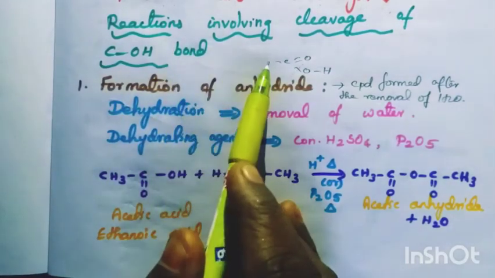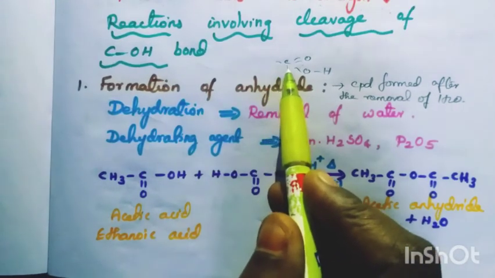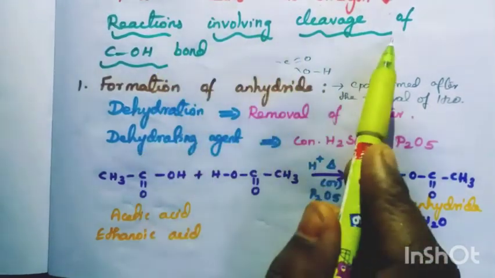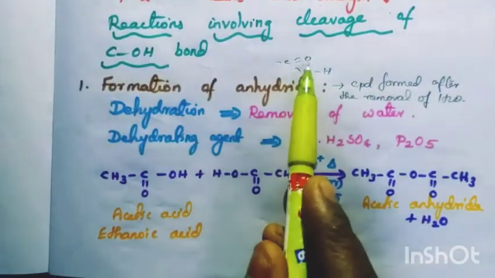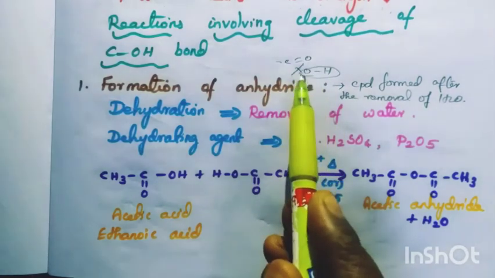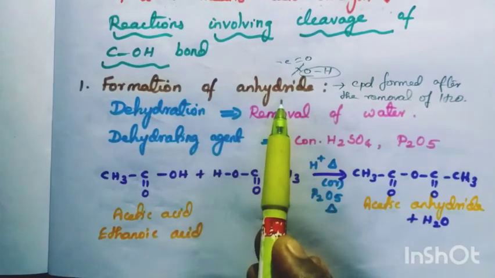We are going to see the chemical properties. In this chemical property, what is the formula for carboxylic acid? COOH. In this, the reactions involve the cleavage of the C-OH bond. This type of cleavage we are going to see. Instead of OH, we are going to put another compound. The first chemical property is formation of anhydride.